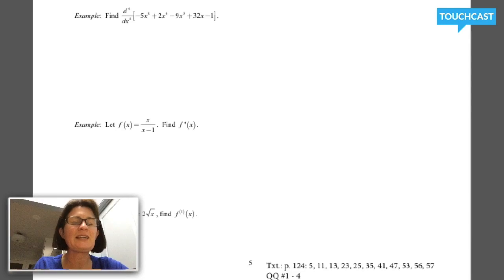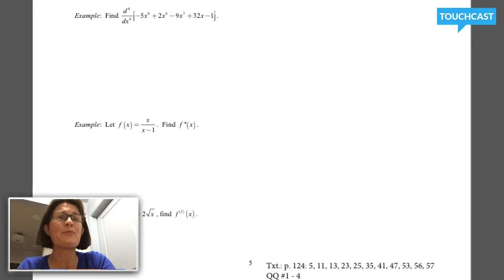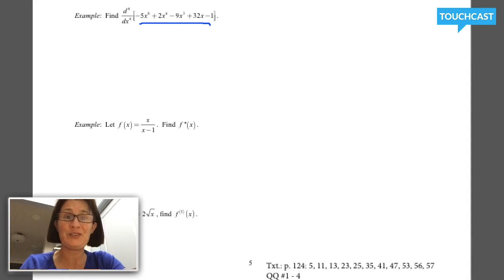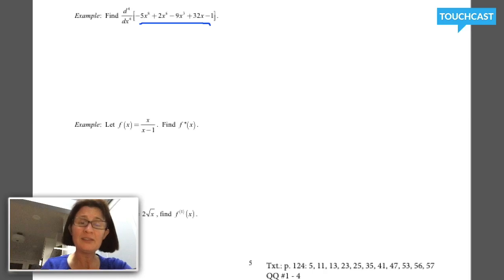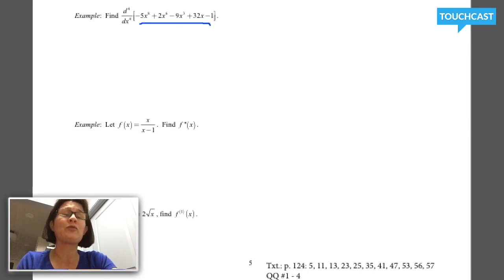Let's do this first example on your page. This would have been much more convenient if I had just gone ahead and given this function a name. So let's pretend that I had called this function y. Feel free to do that. Feel free to name functions that you would find it convenient to have names for.